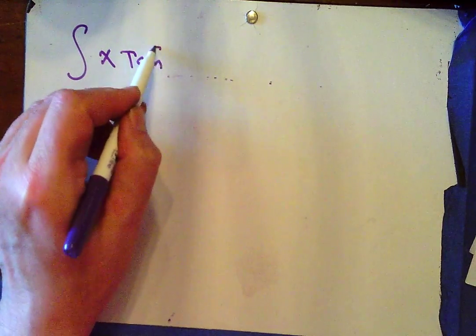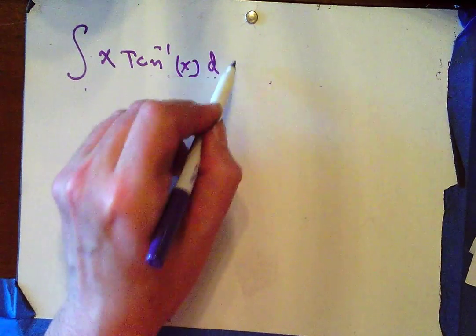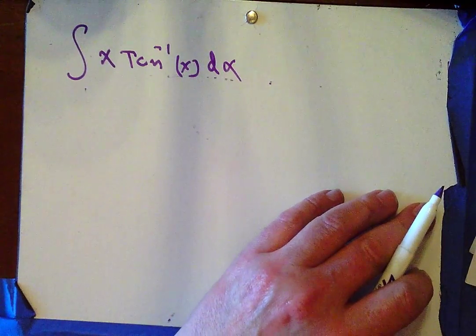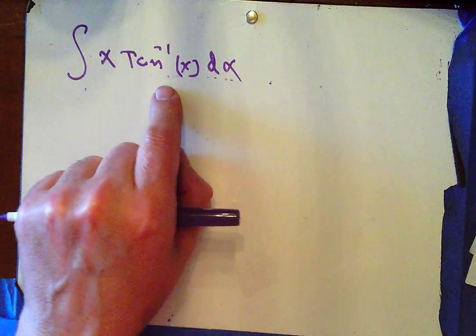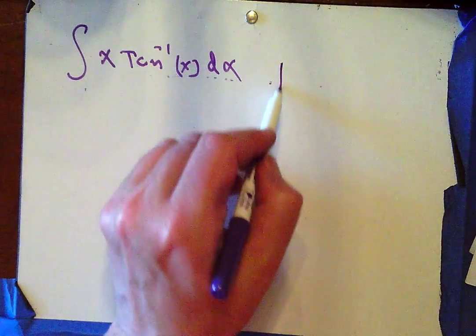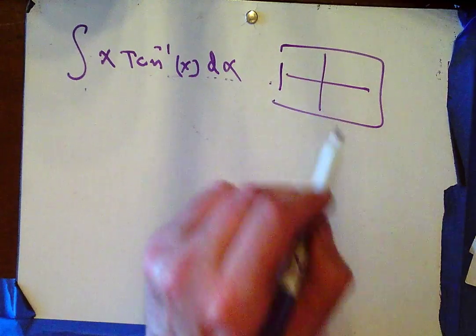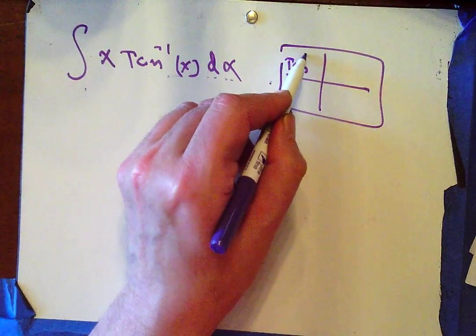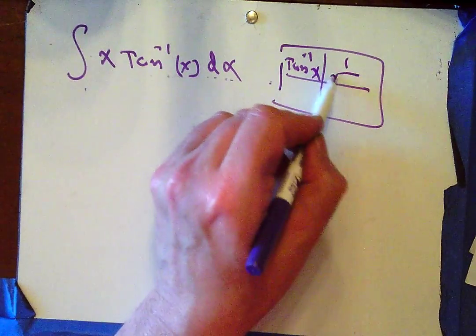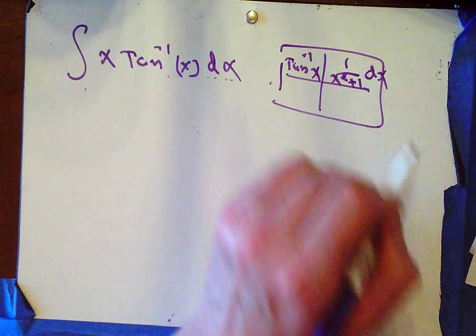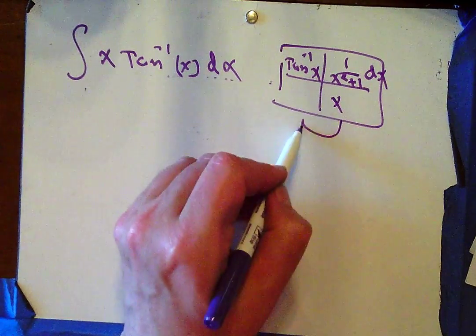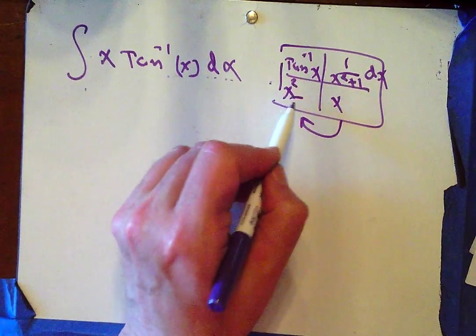How about this one? The integral of x tangent inverse of x dx. Well, I see a function and someone else's derivative. That tells me to use by parts. And that's 1 over x squared plus 1 dx. Here I have an x, and I go backwards with x squared over 2.